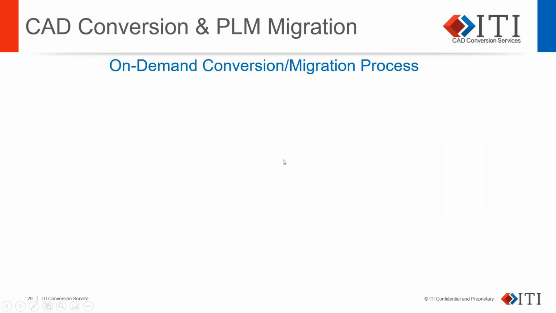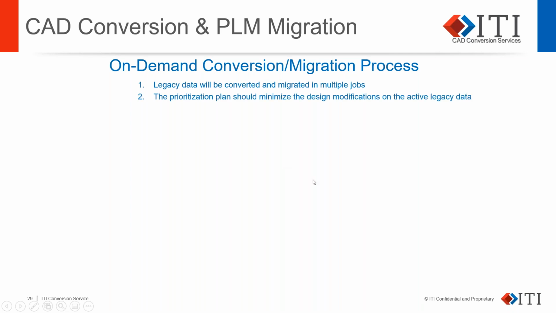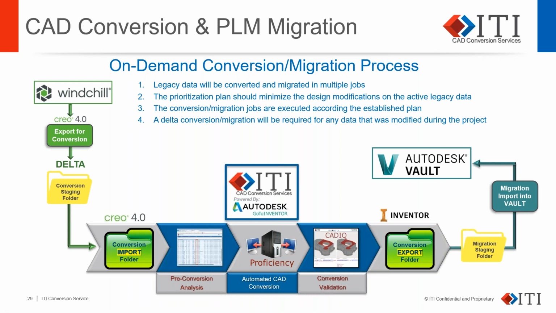I do have one final scenario for you, which would be very similar to the PLM migration, but in this case, you might have an on-demand requirement. So you've got multiple data sets which you need to be converted at different times. This can be the case if you're working in an active design environment. So you're moving from, in this case, Creo to Inventor, but you can't shut down design whilst this conversion is happening.